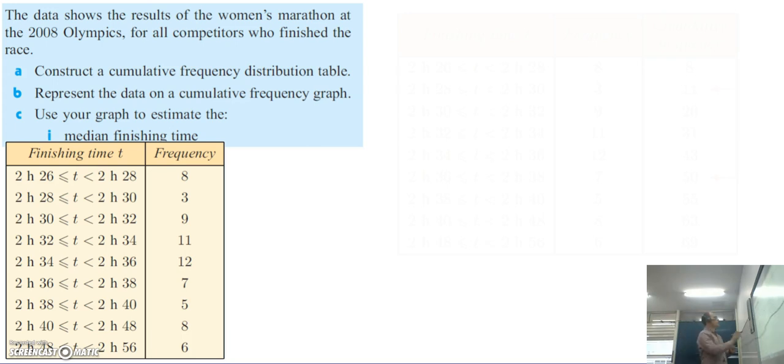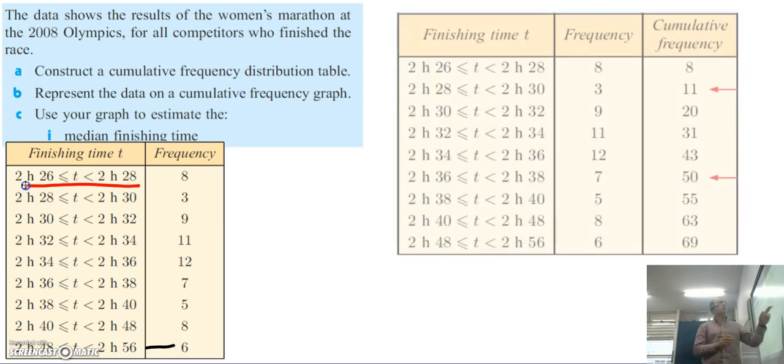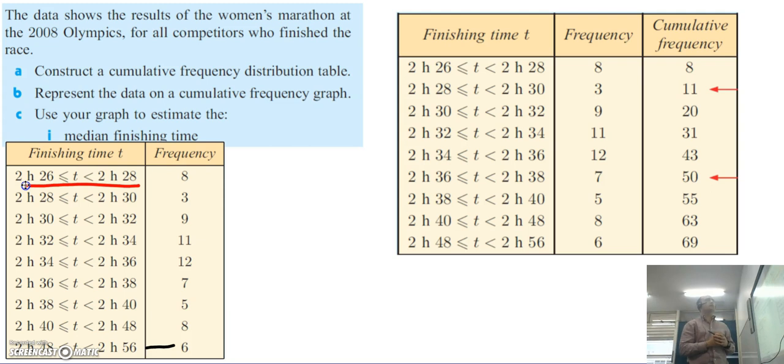So we can see that in the first part there were 8 people that finished within 2 hours 26 and 2 hours 28, right through to the 6 that did it between 2 hours 48 and 2 hours 56. A cumulative frequency table looks a little bit like this.